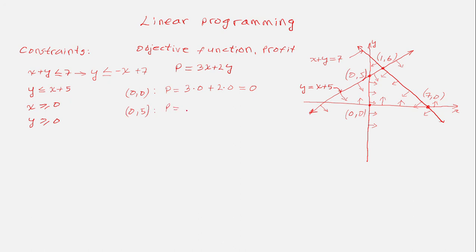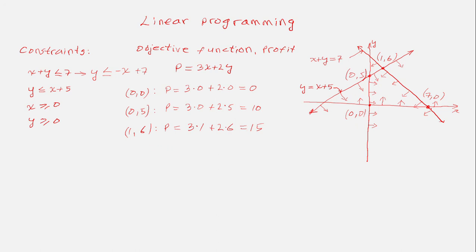Now the objective function is going to be 3 times the x value, which is 0, plus 2 times the y value, which is 5. So this ends up being equal to 10. Okay, let's go to the next point. Next point is 1, 6. When we plug them in, we get 3 times 1, the x value, and then 2 times the y value, which is 2 times 6. So this is 12 plus 3, so this is 15.